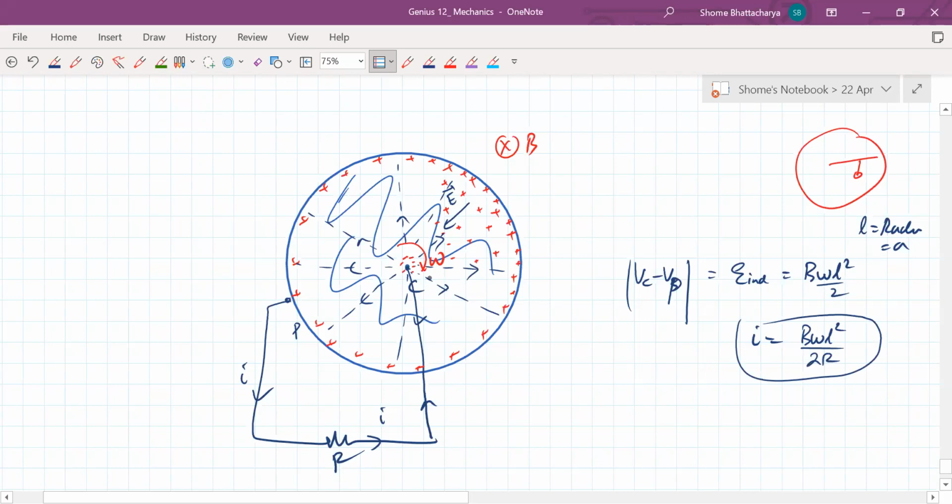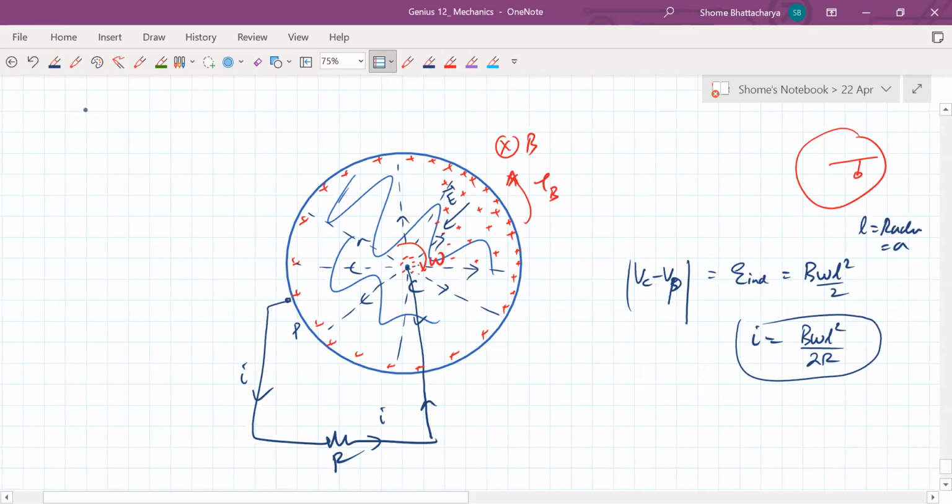Now you have these radial lines of current, and on those radial lines of current, what will happen? Magnetic force will be acting, I L cross B, like that. So they will be generating an anti-torque. There will be a torque because of the magnetic effect like this.